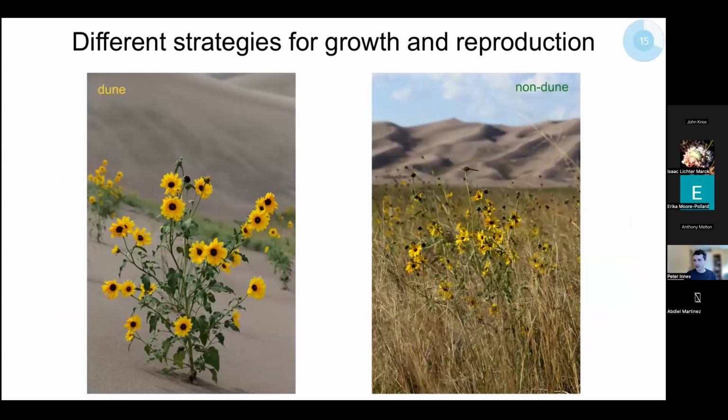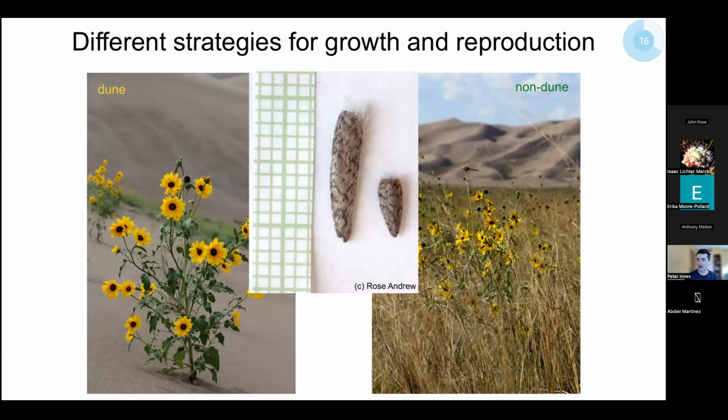And like I said, they're distinct from each other, and in general, they have very different strategies when it comes to growth and reproduction. The dune ecotype tends to be larger, more robust, especially at the seedling stage. And most notably, they have seeds that are much larger than the non-dune ecotype, on average, like twice as large, and this difference is maintained in a common garden setting.